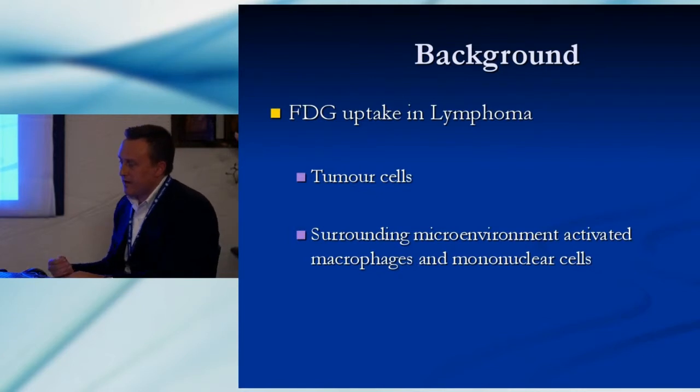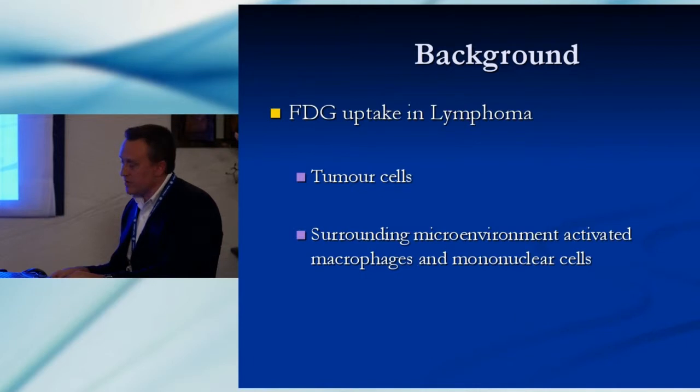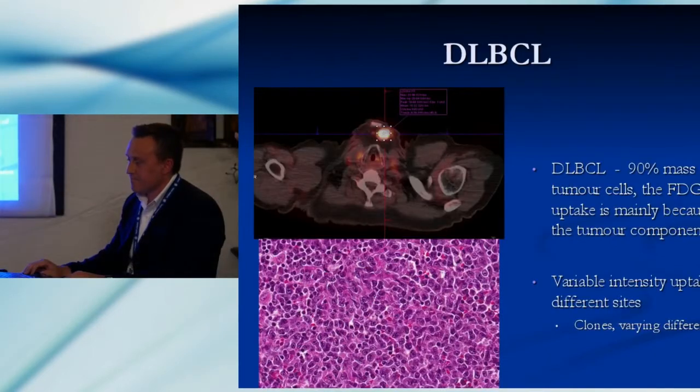The uptake of FDG in lymphoma is on the basis of two mechanisms. One is the tumour cells themselves taking up the FDG, but the other is also the surrounding microenvironment of activated inflammatory cells. If we look at the example of diffuse large B-cell lymphoma, 90% of the tumour mass is made up of tumour cells, and the FDG uptake is mainly because of the tumour component in this histologic subtype.